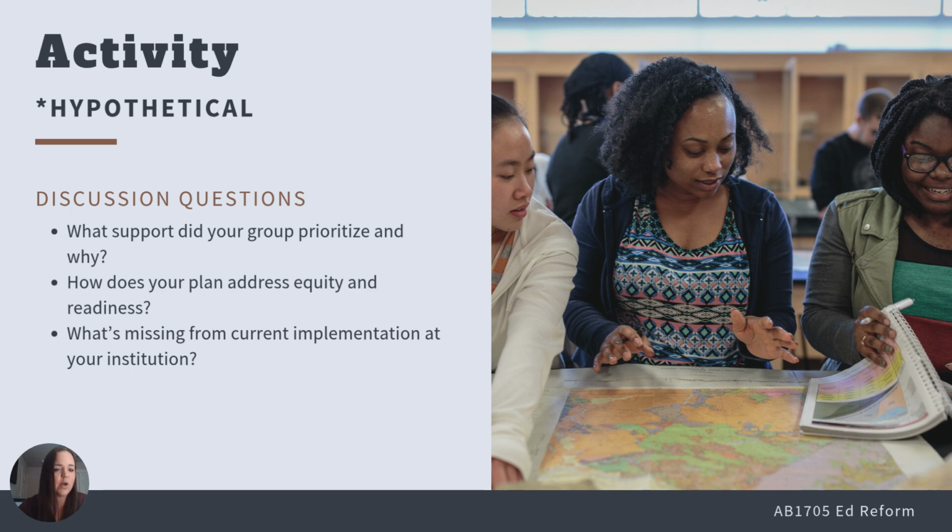Some guided questions as you're working through the activity, some discussion questions among your group, would be: What support did your group prioritize and why? Was it counseling? Was it the tutorial center? Was it co-requisite courses? What support is most important? Obviously, that's going to depend program to program, student to student even. How does your plan address equity and readiness? And what's missing from current implementation at your institution? Each institution is impacted by this. It might not be your department, but your institution for sure is impacted by 1705 and trying to navigate what that is going to look like. So just some thought-provoking questions.